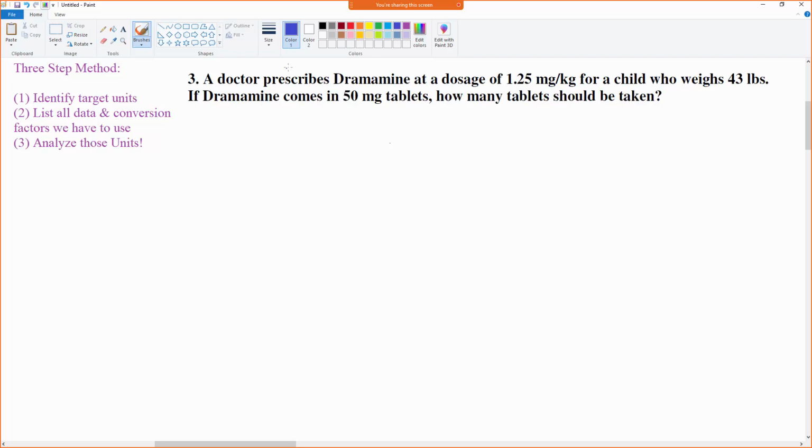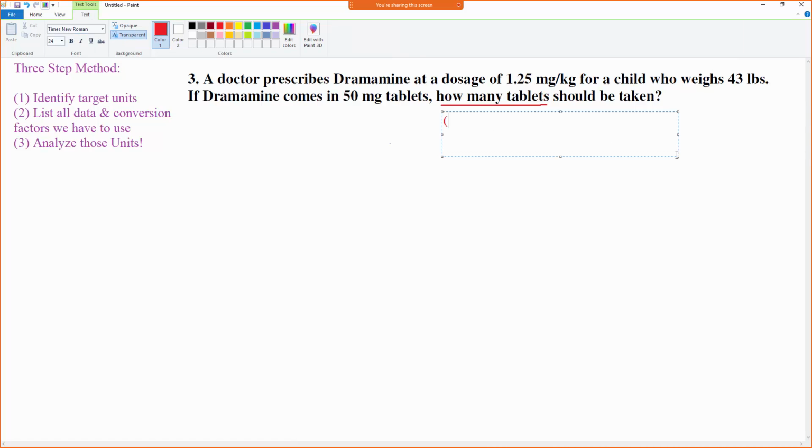So number one, target units. What are my target units? It's tablets. This question, how many tablets should be taken? Right there. Tablets are the units that you're looking for.